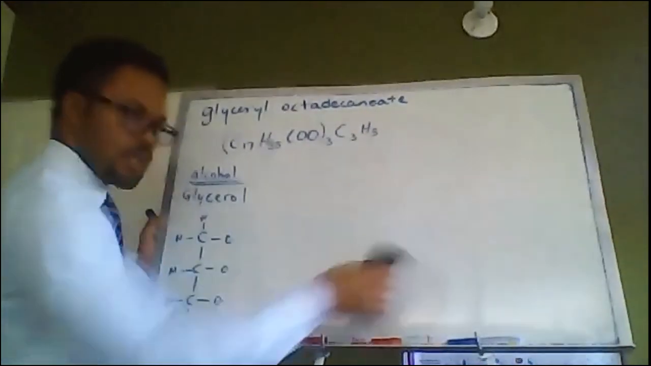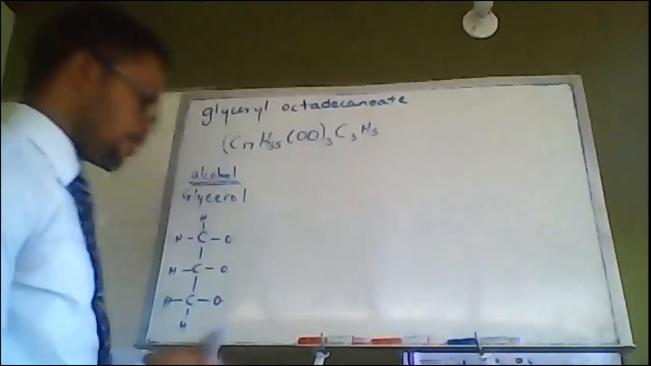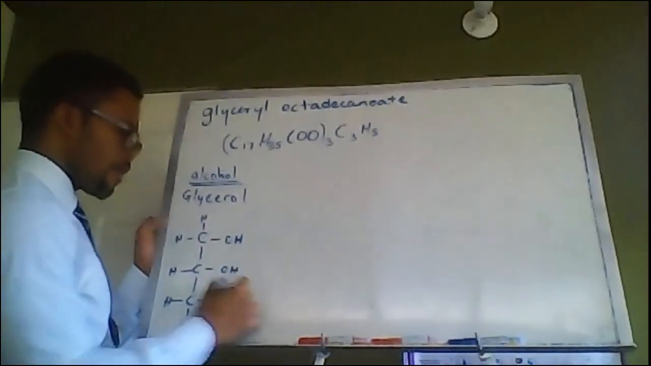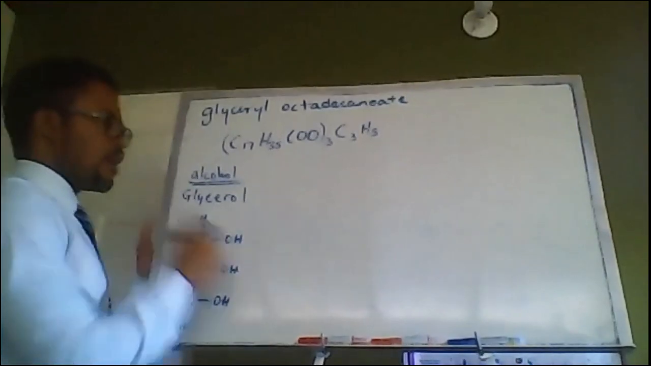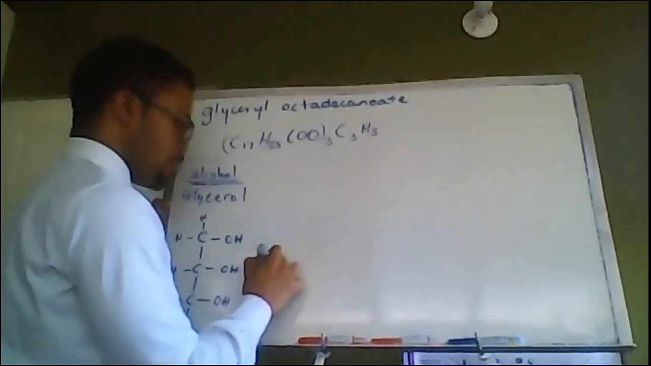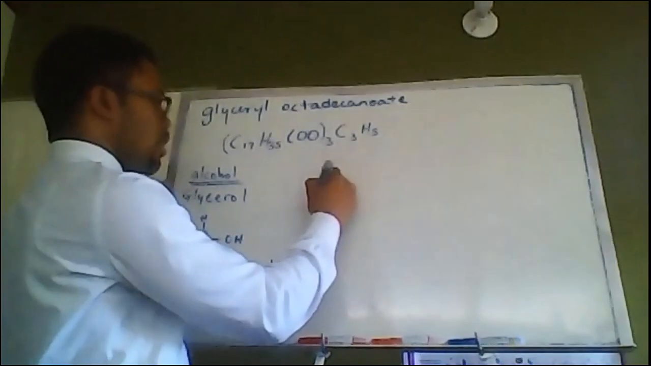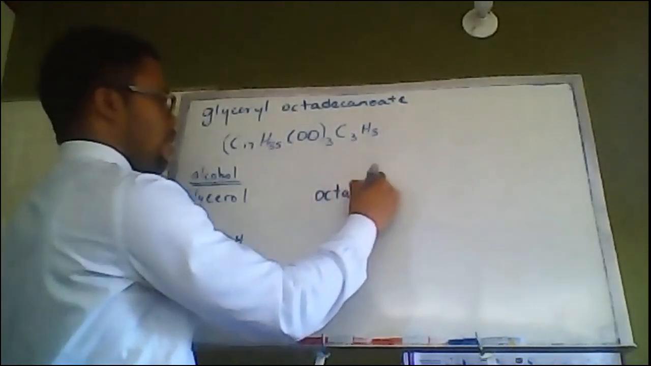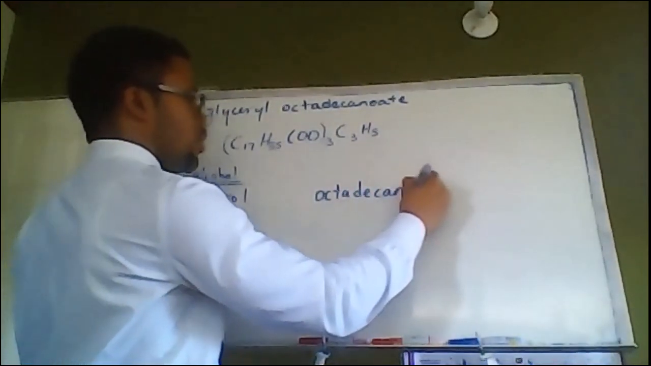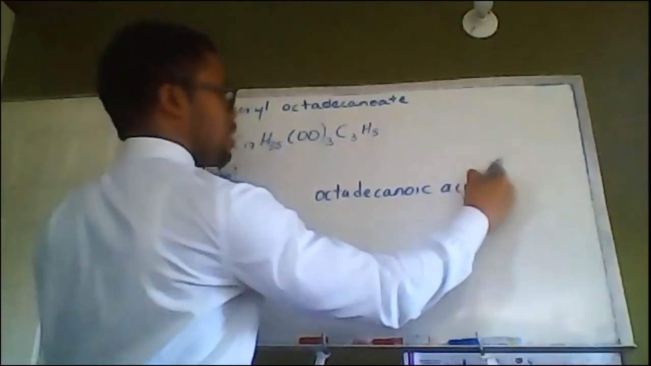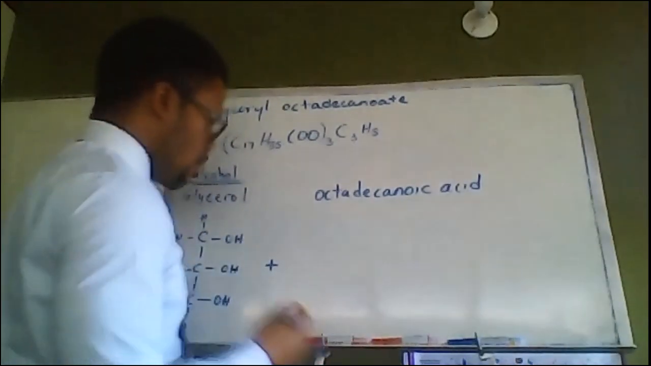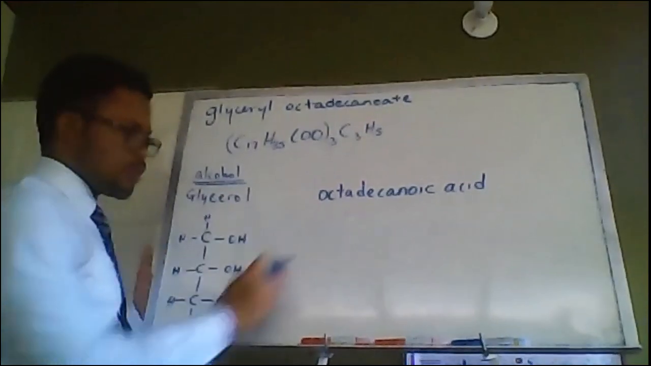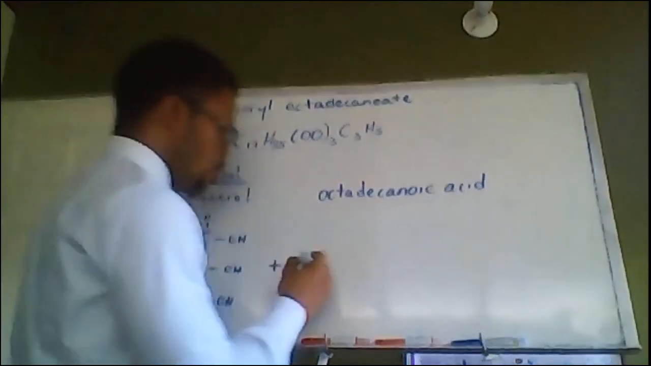So it breaks apart in two stages. It forms an alcohol. This is the alcohol, glycerol, plus the next part, which is going to be the acid, which in this case is octadecanoic acid. And how is that formed? We had 3 of them connected here. So I'm just going to give an example of one of them.